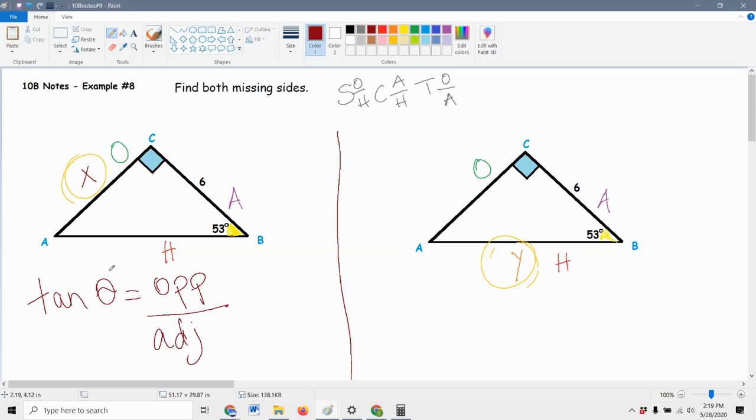Now, just to compare, let's look at this second one. What would be the trig identity that we should use over here? Well, our variable is on our hypotenuse, and our side length is on our adjacent. So we're looking for a trig identity using the adjacent and hypotenuse. That's our cosine. So the cosine of theta is going to be equal to the adjacent side over the hypotenuse.